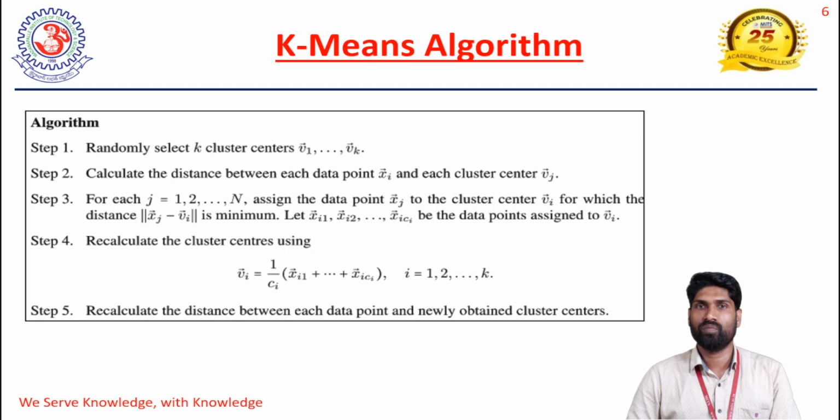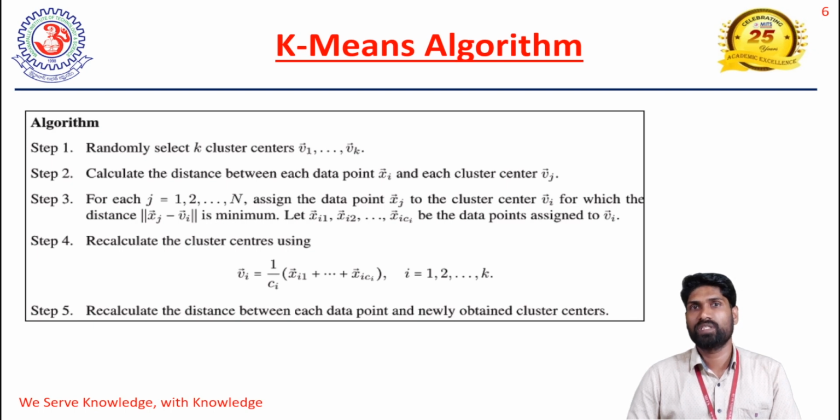It is by using the formula 1 by ci, and in the bracket xi1 or xi2, whatever we have assigned into that particular vi, all these point values added together, and we divide by the number of points. Now we will get another set of cluster centers. If it is not changing, no problem, but mostly it will change in the first iteration, second iteration, before it converges. So we got new cluster centers, vi1 or v1, v2, v3.